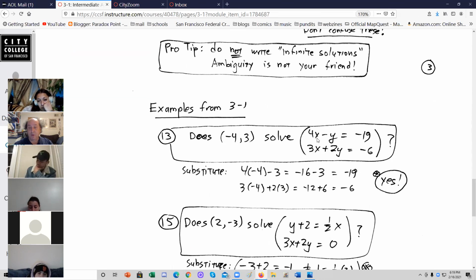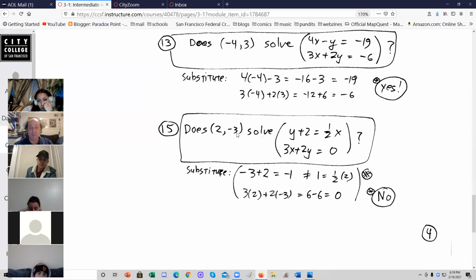If you plug in negative 4 here and 3 here, you get negative 19, which checks. Plug in negative 4 here and a 3 here, you get negative 6, which checks. So yes, this number pair does indeed solve this linear system.